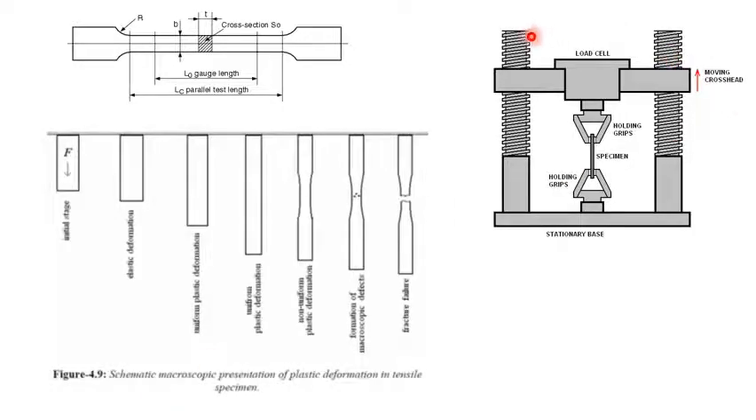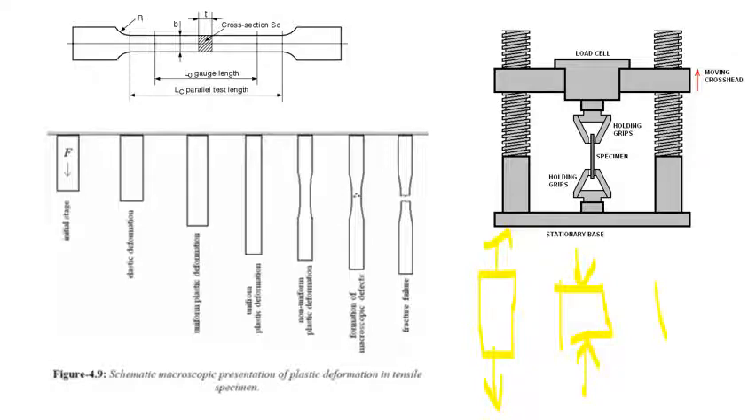This is what is called a universal testing machine, on which we can test the material for different kinds of load. If I have a rod-like structure and I apply the load like this, this is tensile, and if I apply the load like this, this is compression.